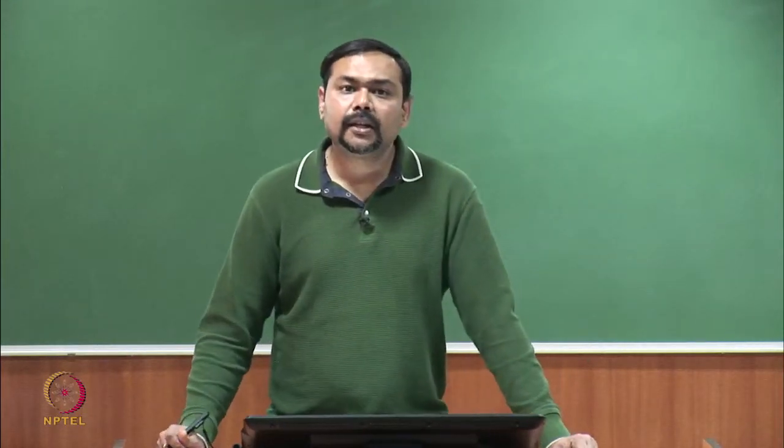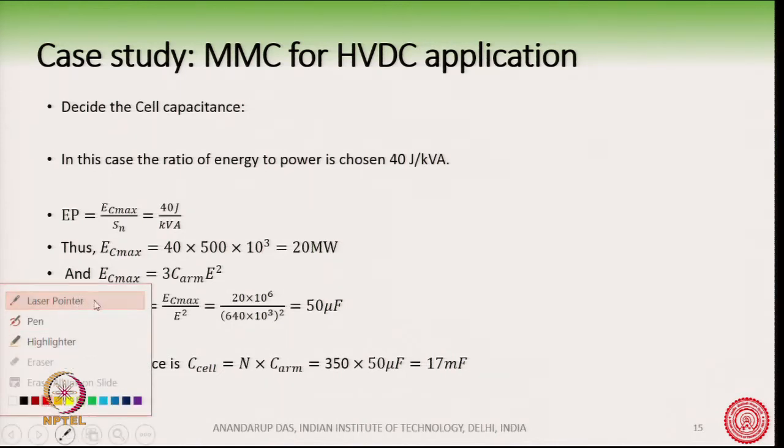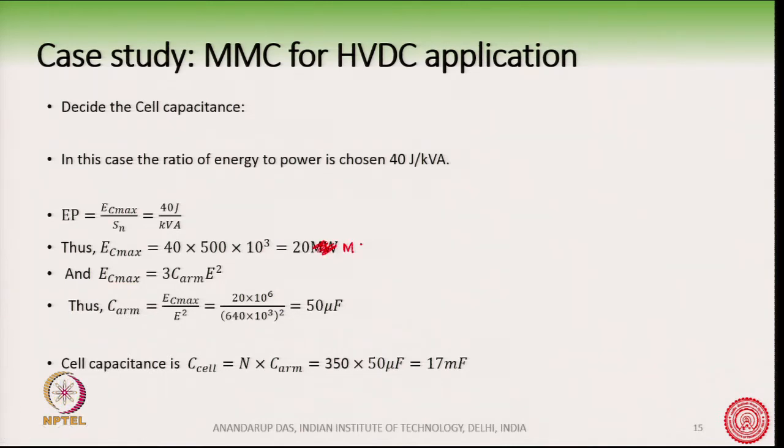Now, next one will be deciding the cell capacitance. Suppose we choose an EP value of 40 J per kVA, the energy to power ratio. So, EC max, where the kVA is 500, is 400 into 40 into 500. So, 20 megawatt, sorry, this is megajoule, not megawatt. There is a mistake here. So, this is 20 megajoule.